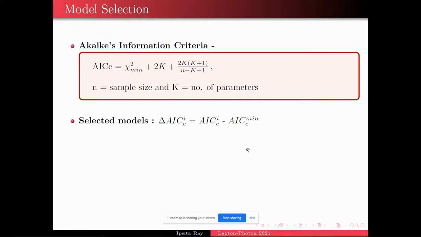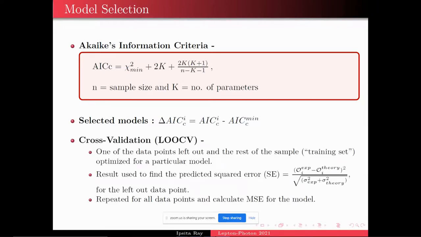Here we employ two criteria. One is Akaike's information criterion, which depends on the maximum likelihood estimate. N is the sample size and K is the number of parameters. So the best model has the minimum AICc, and the various models are ranked in increasing order of delta AICc. So we clearly see that when we have a large number of parameters in our model, the AICc value will be large, and the chances of it being the best model decreases.